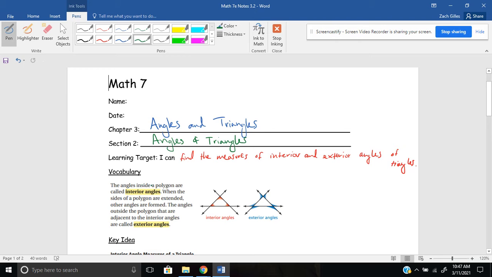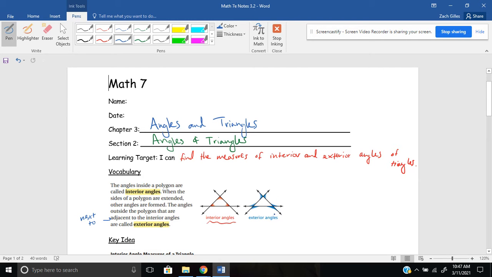It says the angles inside a polygon are called interior angles. That makes sense. So in this case here, these red angles that are shaded, there are three angles in a triangle. When the sides of the polygon are extended, there are other angles that are formed. And the angles outside the polygon that are adjacent, or another word for adjacent is next to the interior angles, are called exterior angles.